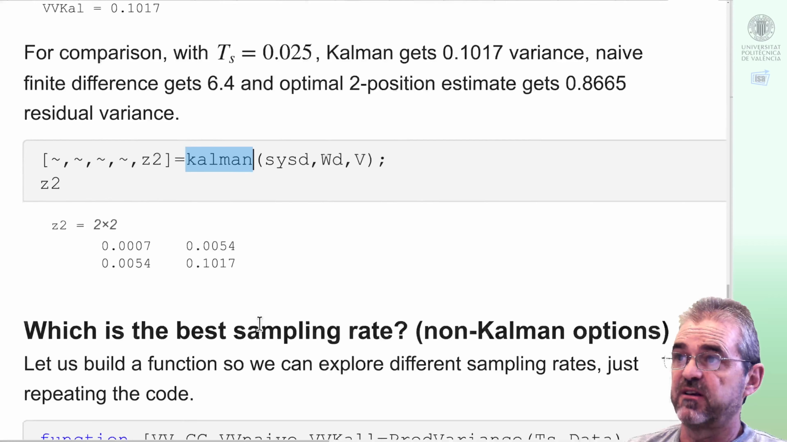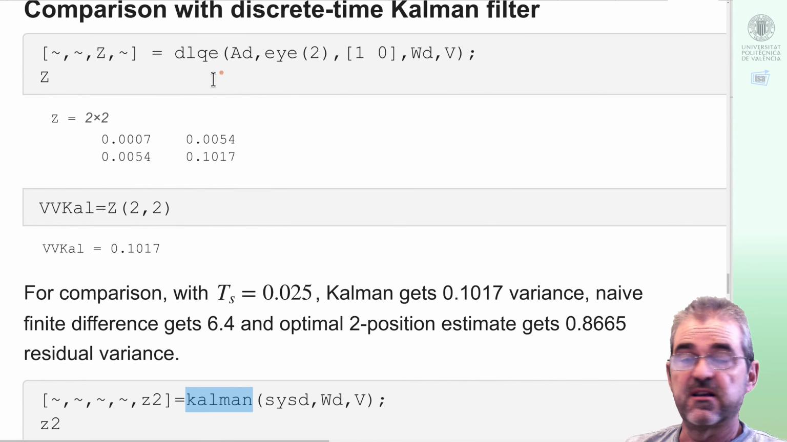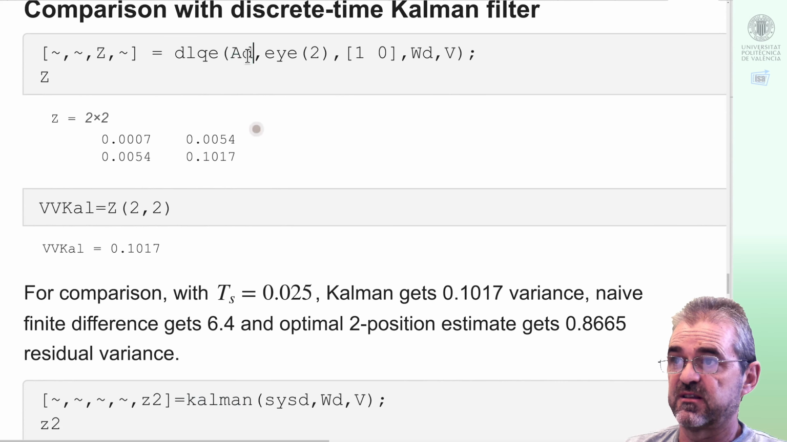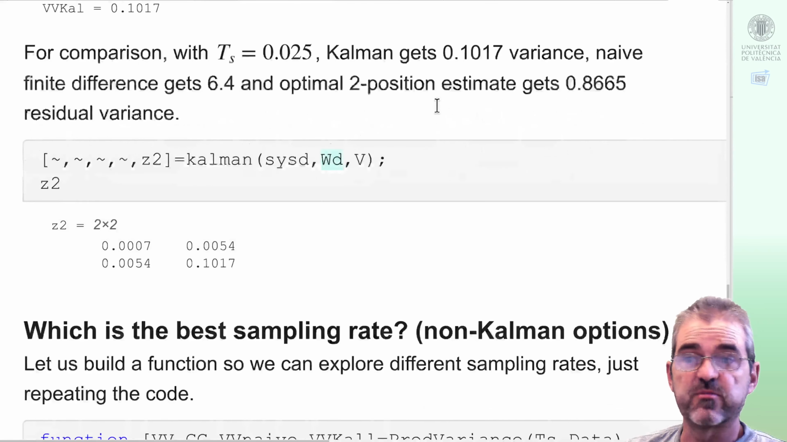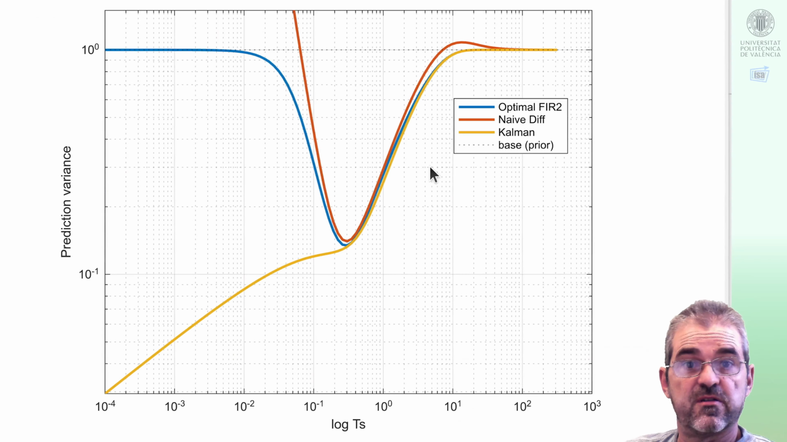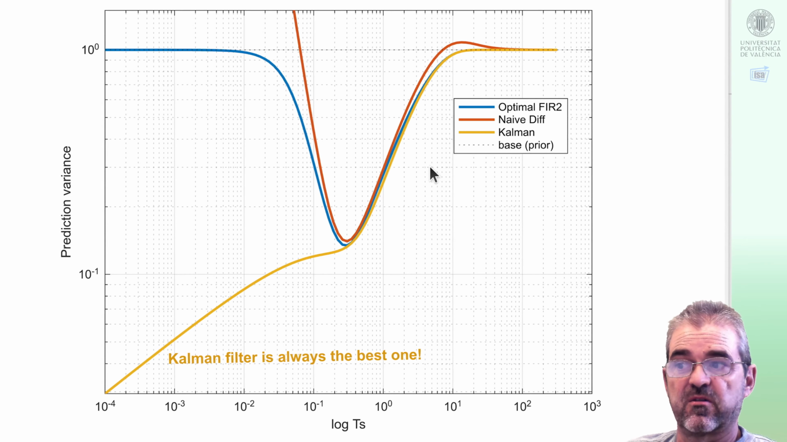So if I now repeat this DLQE computation for different AD and WVD, which depend on the sampling period, then I can superimpose the prediction error variance of speed estimation in the same plot, and we see that the orange line is the Kalman filter accuracy with infinitely many past samples. And we see that it's, of course, the best because Kalman filter is optimal.